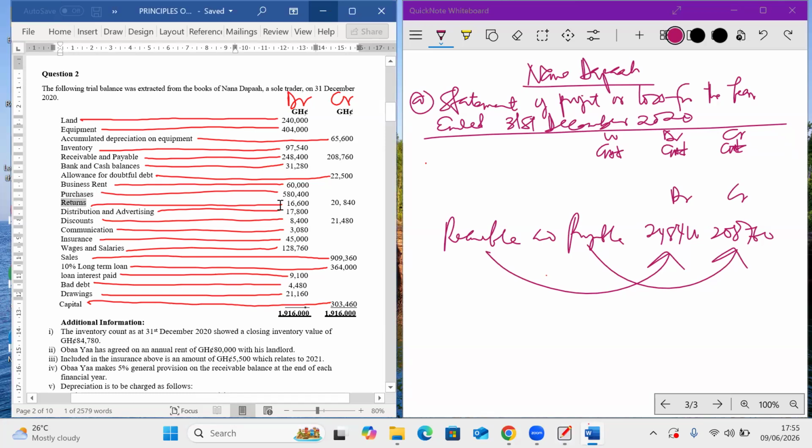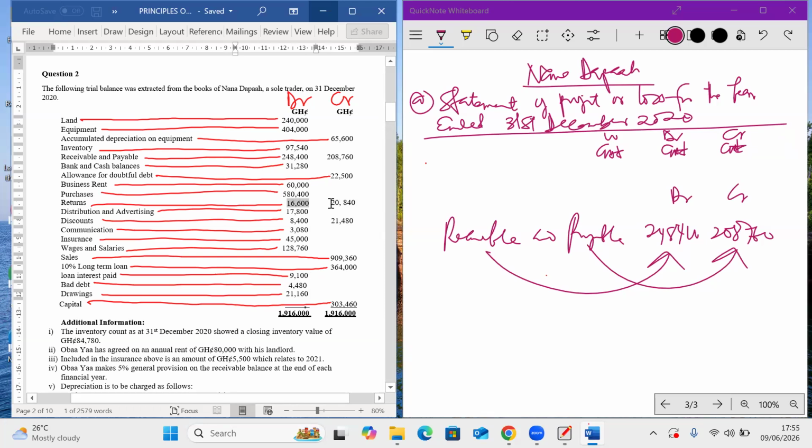Returns, so we have two figures here. We have inwards and outwards. The inwards is the debit, the outwards is the credit. We did something similar when we were doing the correction of errors, where they use the name sales returns. And I said sales returns is the opposite side of the sales. So sales is on the credit side, and the debit one is called sales returns or returns inwards.